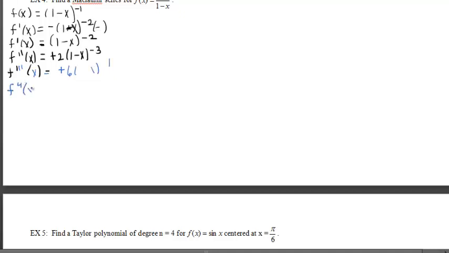So how many of these do we have to do? Well, enough to kind of get an idea of what's going on here. I believe that was 1 minus x to the negative 4. So why don't you generate maybe 1 or 2 more derivatives, pause the video and do that, and I'll get them on here too.